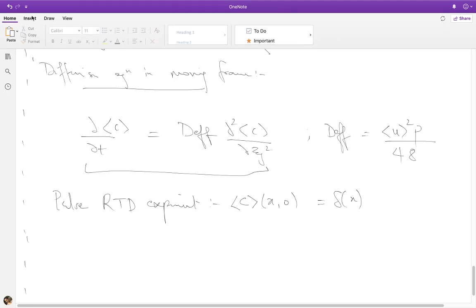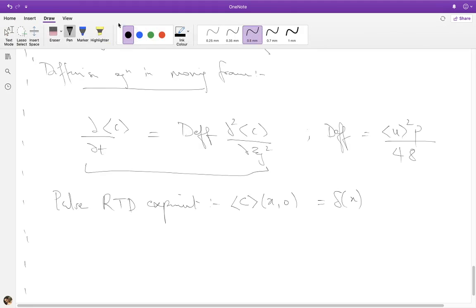For some reason my nib has become extremely small. Let's go to a thicker pen.